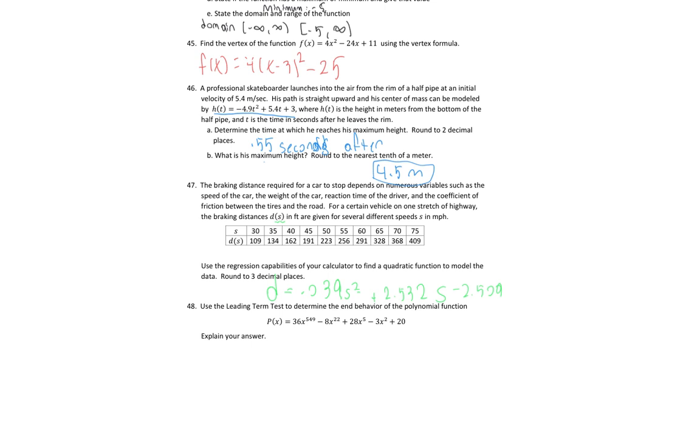Moving on to the next one, use the leading term test to determine the end behavior of the polynomial function. Well, our leading term is the term with the highest power of x, so it's going to be the one with 549, which is pretty big. So we're going to look at our power, 549. Is that even or odd? It's going to be odd.